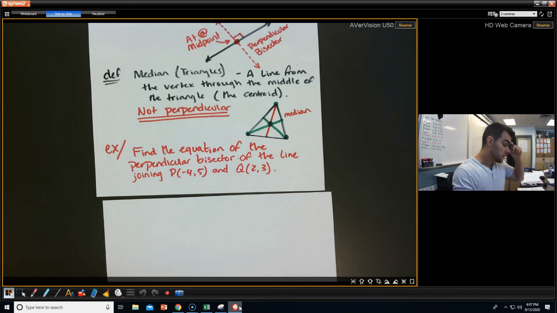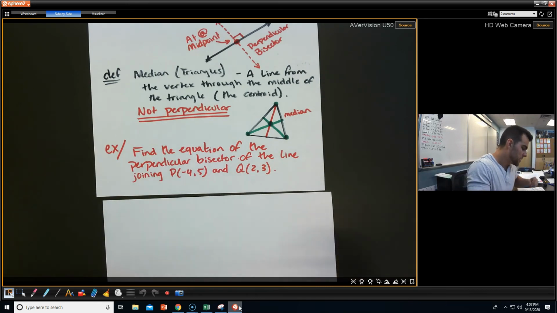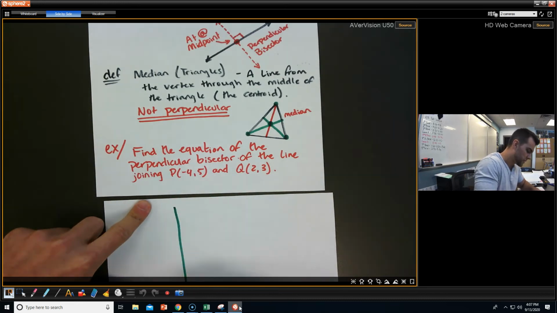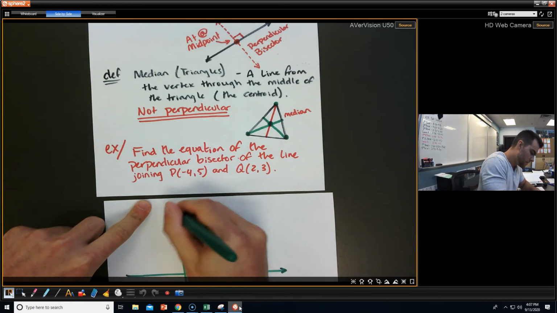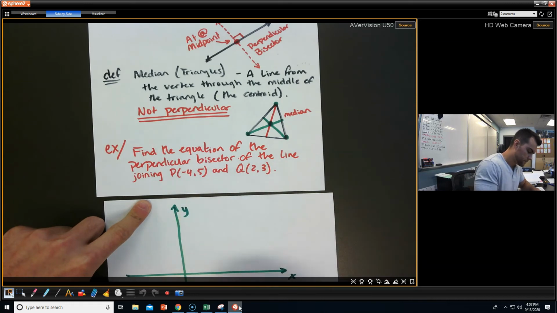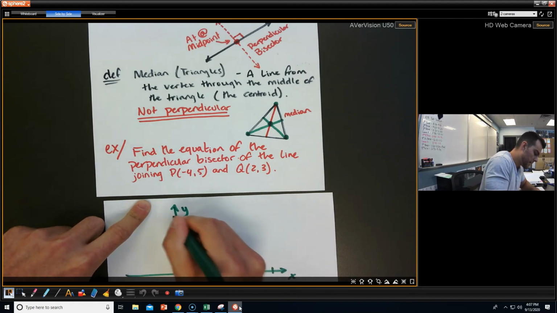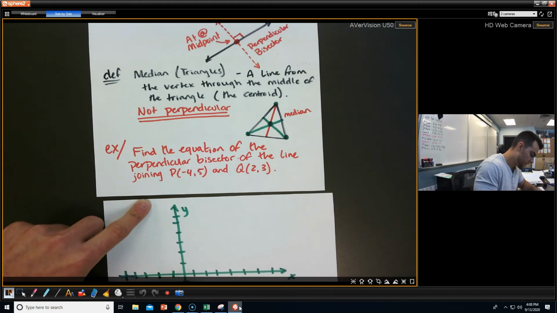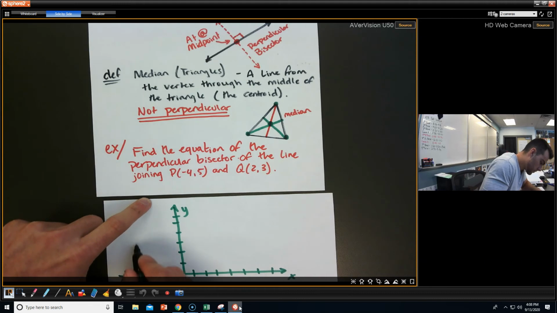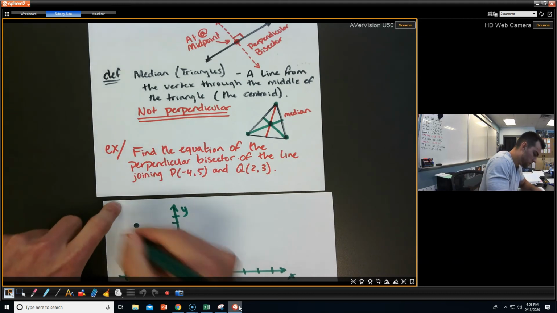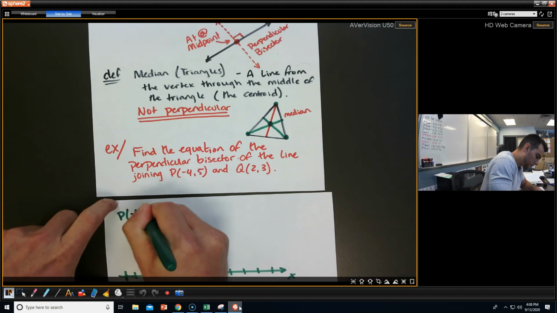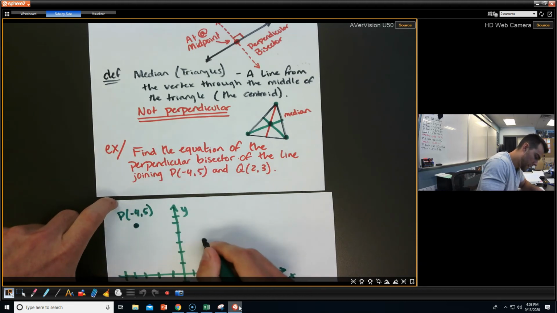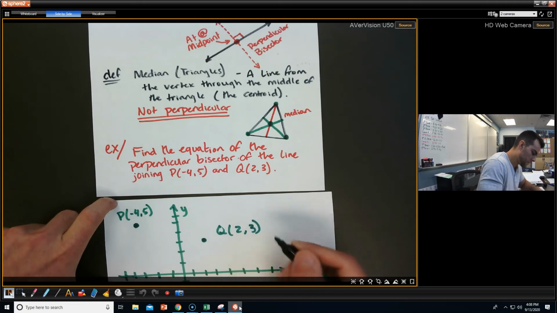Again, I'm going to draw a picture just because I like drawing pictures and I think they help. I really want to see what this bisector is doing, to get a better idea about it. Alright, so -4, 5: -4, and then 1, 2, 3, 4, 5. That's point P. And then Q is 2, 3. Okay, and there's a line connecting them.